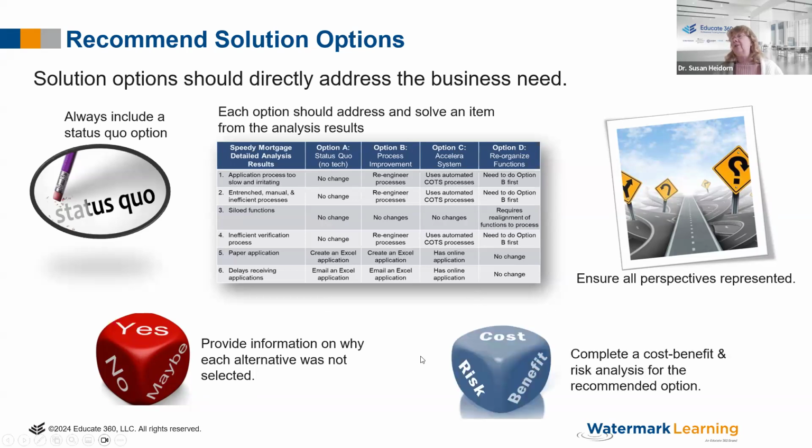And then also make sure you do this for your recommended option. Okay, I'm going to go with option C. That seems to be addressing most of the problems, looking at the risk, looking at the opportunities. So you usually do a cost benefit and risk analysis for your recommended option.